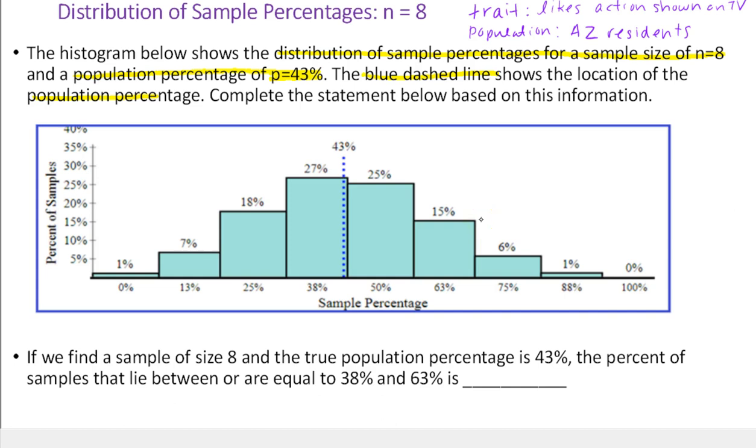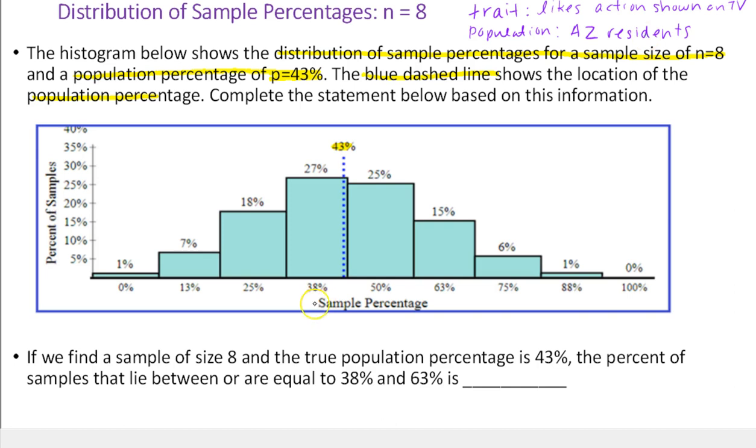So I made up a context for us because it's easier to talk about these things when we put them in context. So I made up a trait and a population. I'm going to say the population is AZ residents, okay? And the trait is that they like action shows on TV. So somehow, theoretically, we know that the true percentage of people in Arizona who like action shows on TV is 43%. And that's what this dashed line represents. Again, I made up this context. I have no idea what the true percentage is.